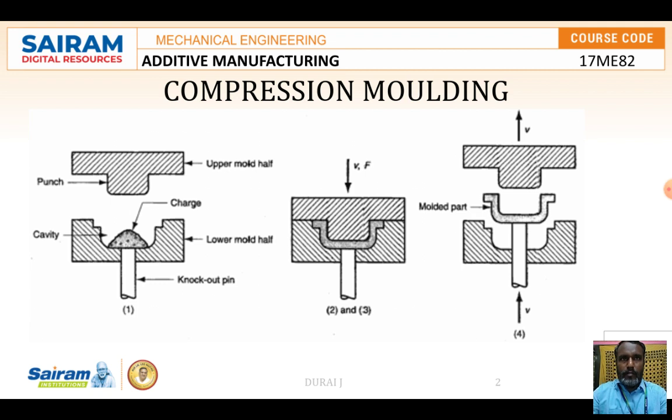The compound material placed in the cavity is squeezed or compressed between the two halves and compacted to shape inside the cavity. The excess material flows out as a thin film. This film expelled out of the mold is known as flash. Under the influence of heat, the compacted mass gets cured into the required shape.